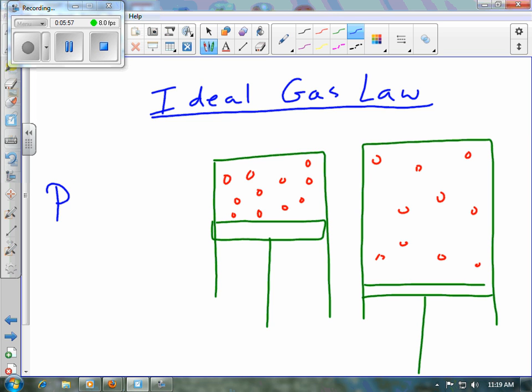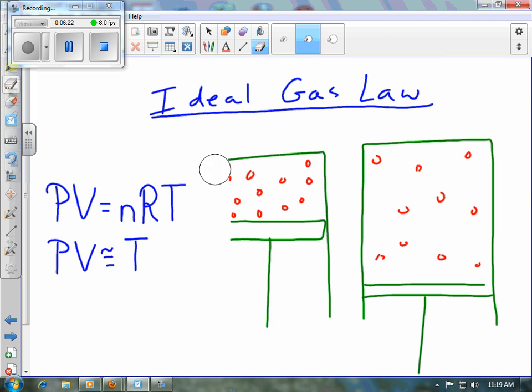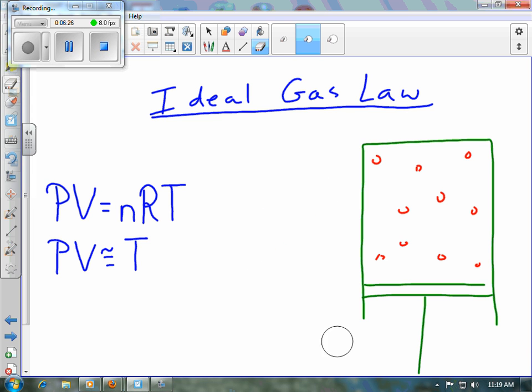So you end up with this equation: pressure times volume equals the number of moles of atoms, N, times a constant called the gas constant, R, times the temperature. You can rewrite it this way. If you want to just get the idea of the equation, PV is proportional to temperature.